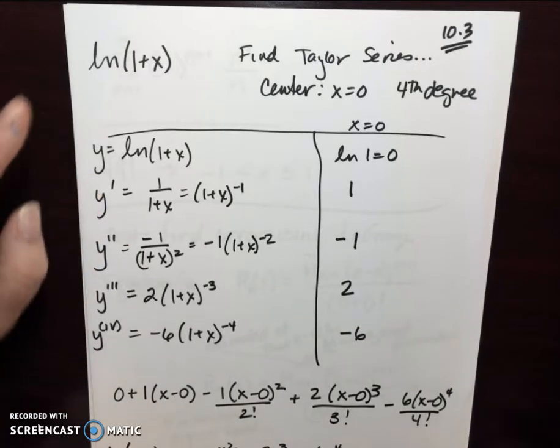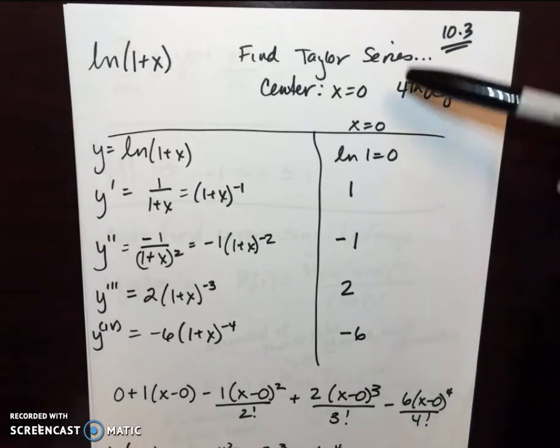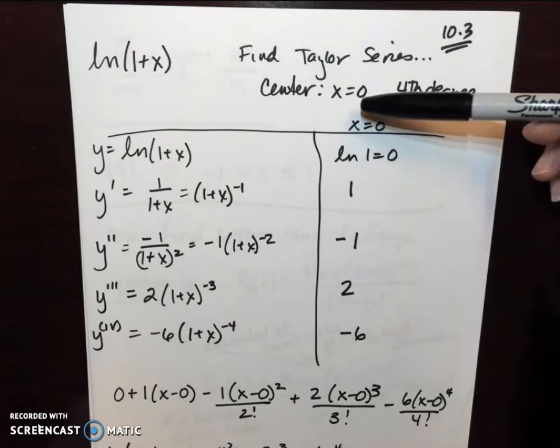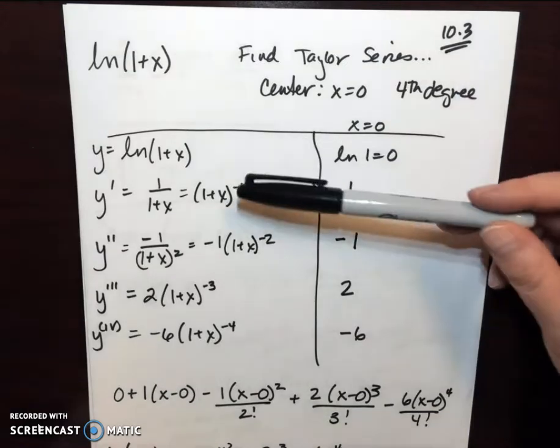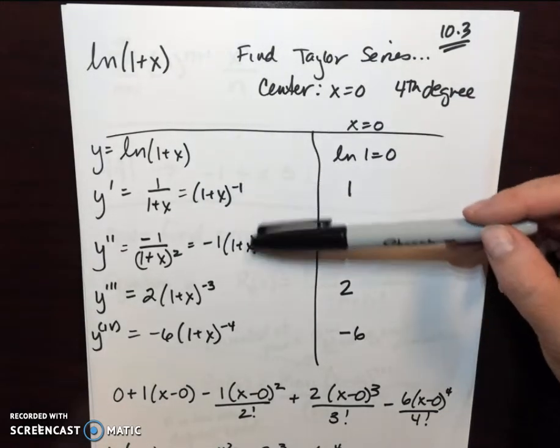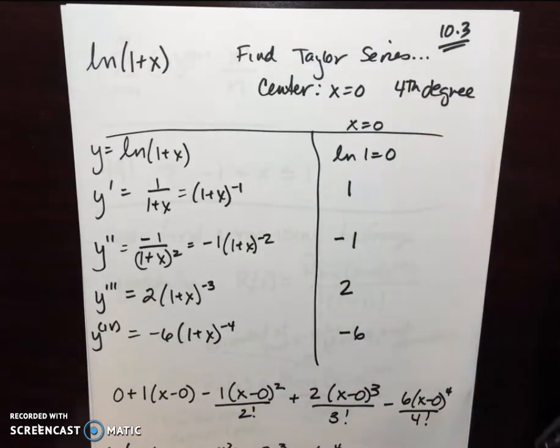If I give you the equation natural log of 1 plus x, and I tell you to find the Taylor series centered at x equals 0, and I want a fourth degree, which means x has to be to the fourth power. First, I start with my equation, and then I just keep finding derivatives until I get to the fourth one. That tells me how many derivatives I need as well.